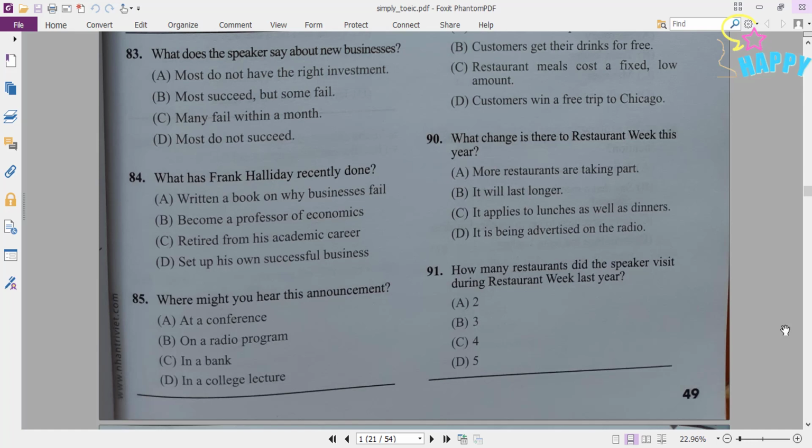It's an uncomfortable fact of business life that 8 out of 10 startups end in failure. Indeed, when you start your own business, it is important to not only know this pessimistic statistic, but to know why the chance of business success is so low. Joining me in the studio is Frank Halliday, who is a professor of economics at Farrington College and has recently published a book on the perils of starting a new business.